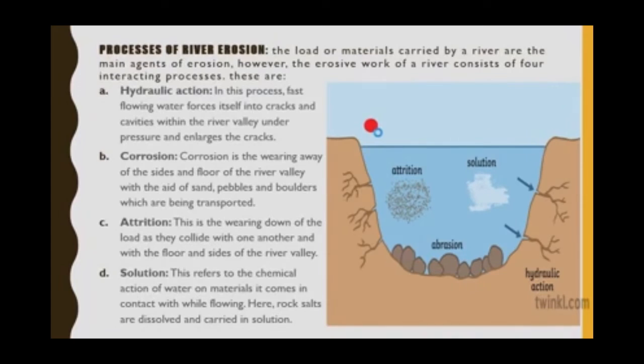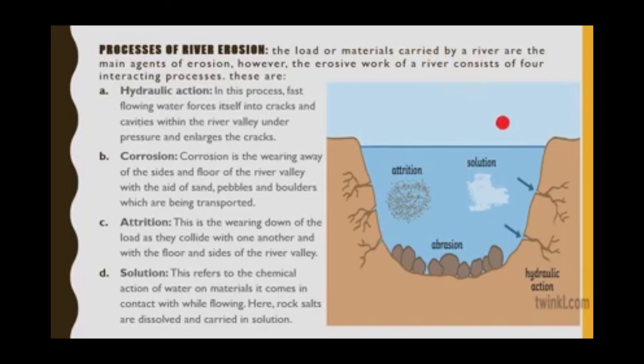Okay, now let's look at processes of river erosion. Now, the load of a river, or the materials carried by a river, are the main agent of erosion. However, the erosive work of a river consists of four interacting processes. These are: number one, A, hydraulic action.